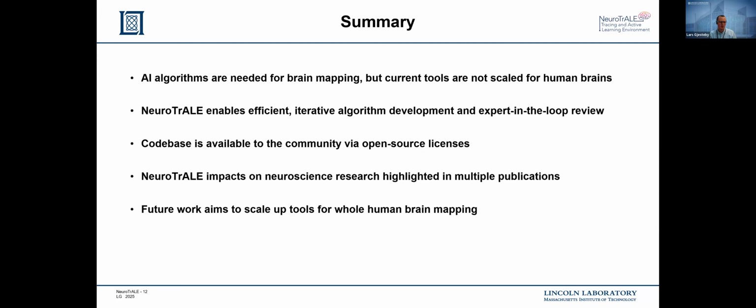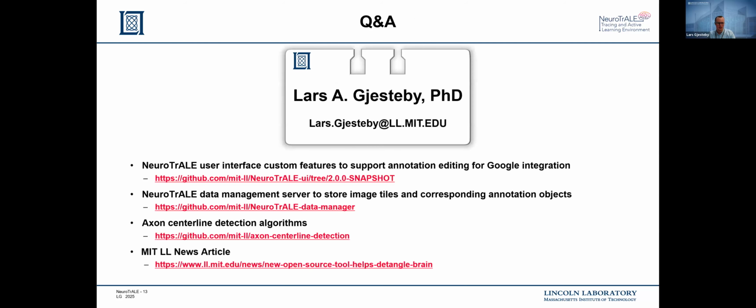So just to sum up, NeuroTrail's goal has been to enable efficient iterative algorithm development and expert in the loop review. The code base is available to the community via open source licenses, and some of these impacts have been highlighted. In future work, I think there's a lot to do and to scale up for whole human brain mapping. So we're excited for that challenge going forward. And here are some helpful links, and happy to take questions.